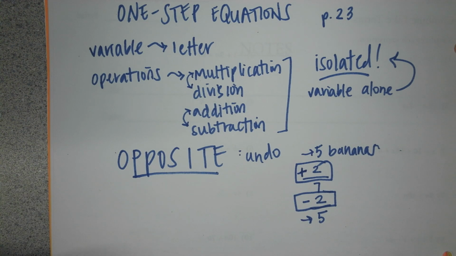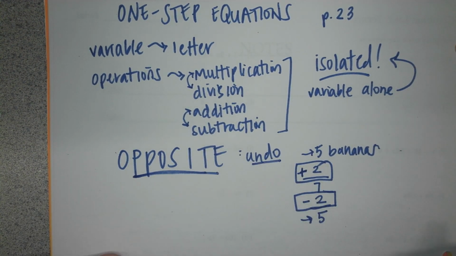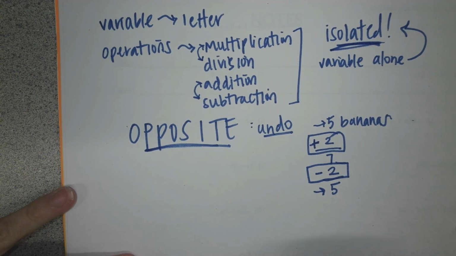Okay, that's the idea behind solving equations: you're trying to do the opposite to undo and get the variable isolated and by itself. Okay, so we need to think about what's happening.